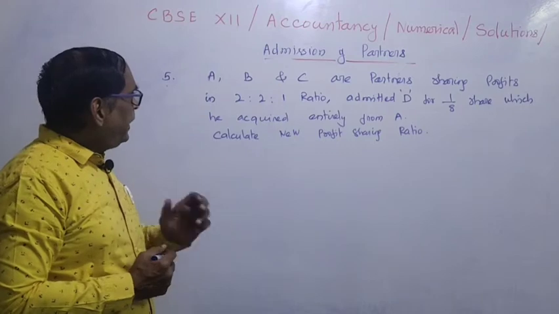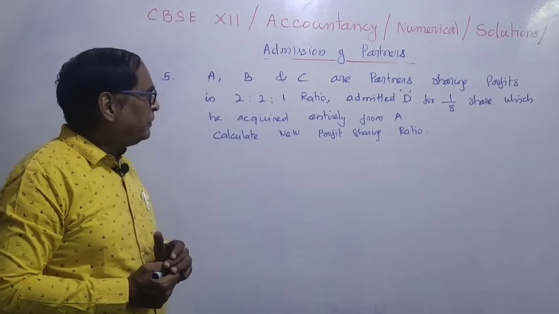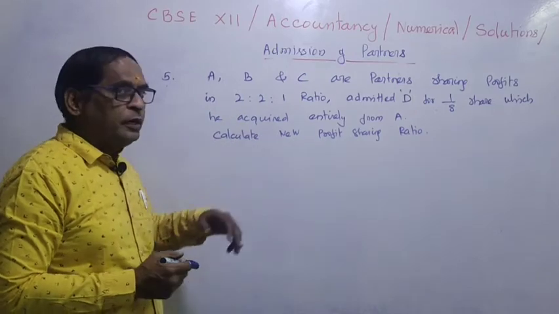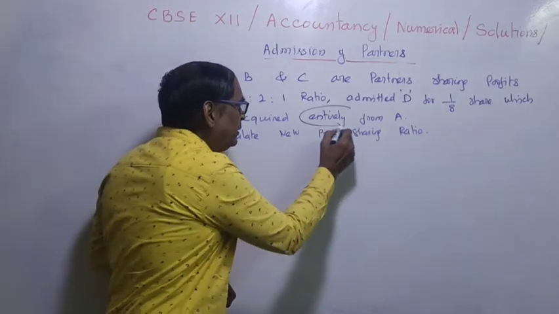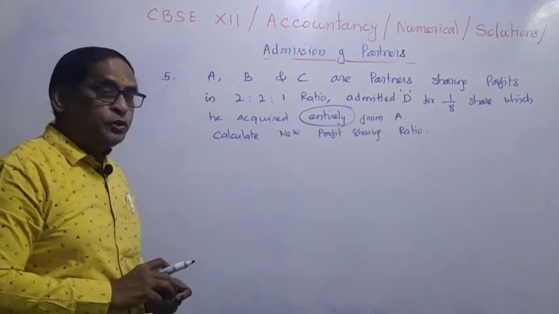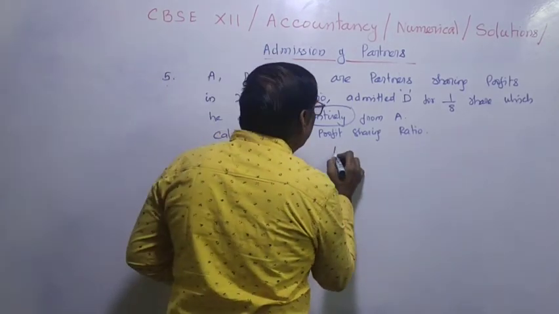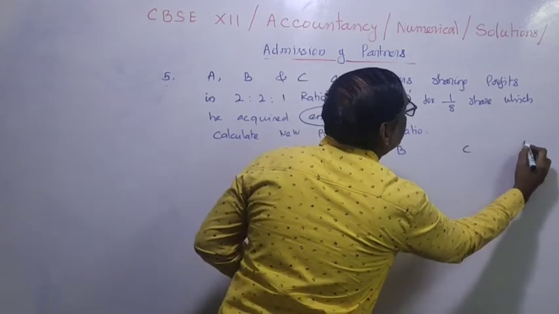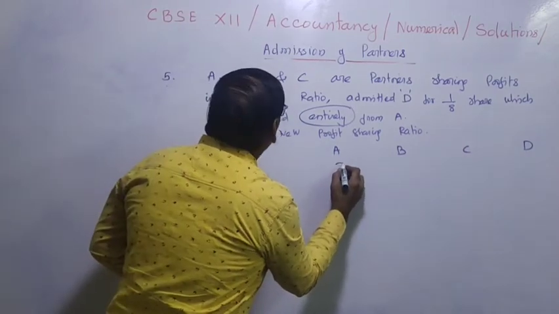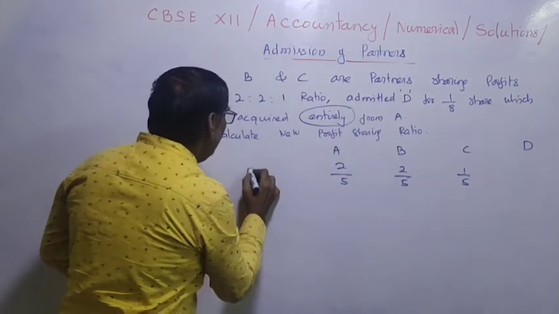Another question: A, B and C are partners sharing profits in the ratio 2:2:1. They admitted D for 1/8 share, which he acquired entirely from A. So A has to sacrifice the whole share of D. Calculate the new profit sharing ratio. So the partners are A, B, C and D. The old profit sharing ratio is 2:2:1. That means 2 by 5, 2 by 5 and 1 by 5. This is the old ratio.